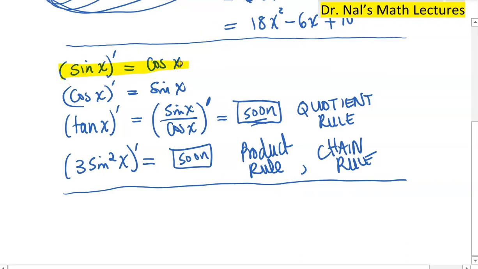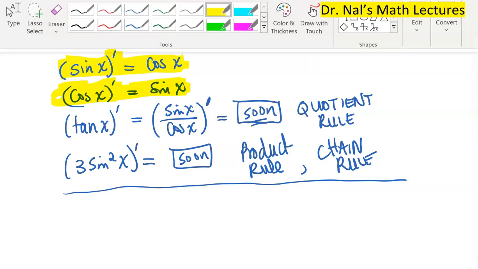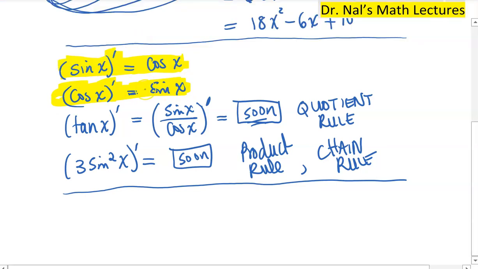This one, the derivative of sine of x is cosine of x, and the derivative of cosine of x turns out to be, actually this is not true. The derivative of cosine of x is minus sine of x. My bad, sorry for that. It's minus sine of x. I'm sorry. There you go. Okay, so I hope this clarification was important, right?